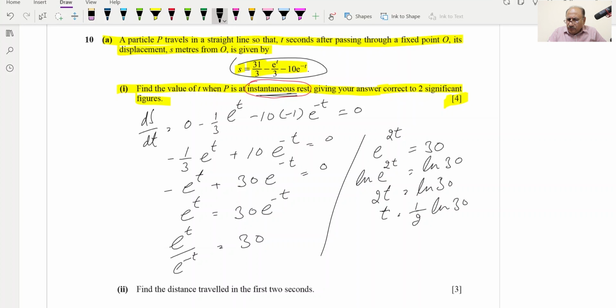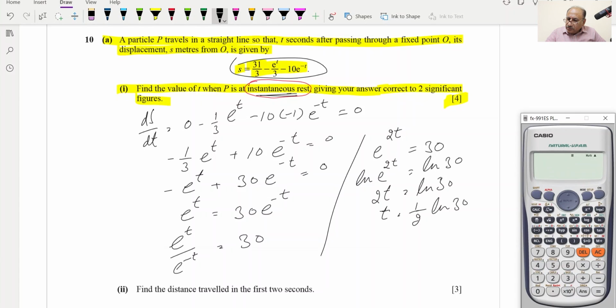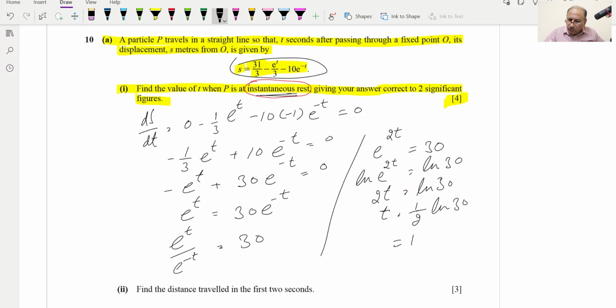Okay, so directly we can calculate this with the help of a calculator. So it will be 0.5 log of 30, and this is equal to 1.7 to two significant figures. So this is 1.7, this will be the t value. Hopefully you understood. This is a 4-mark question.